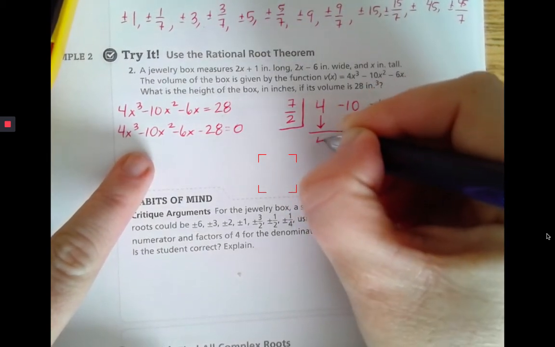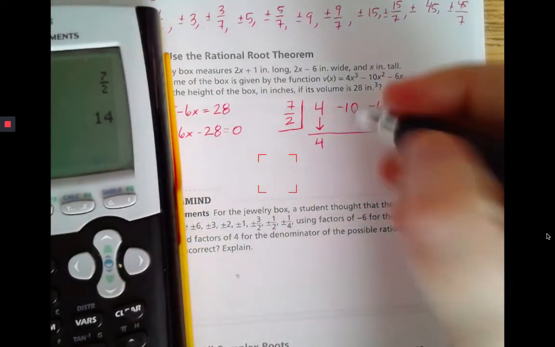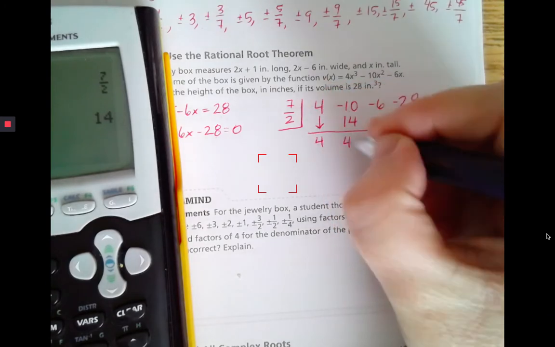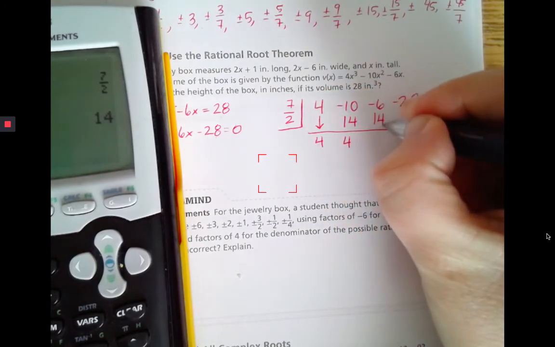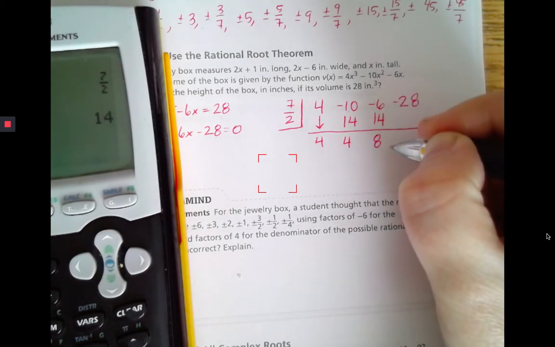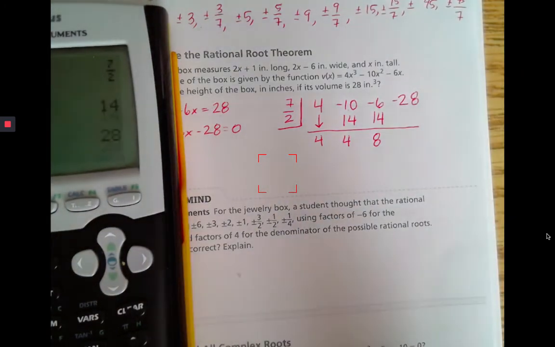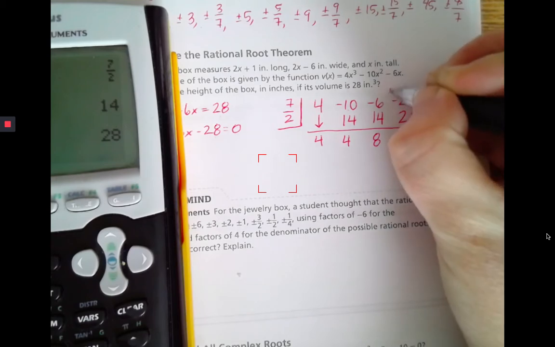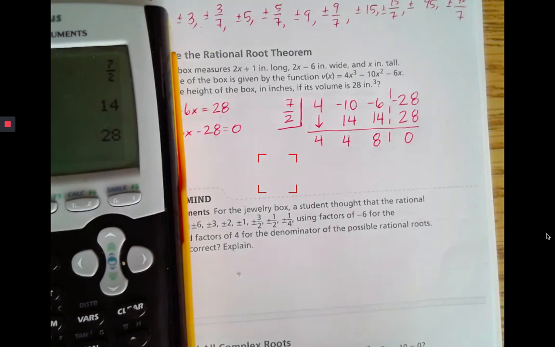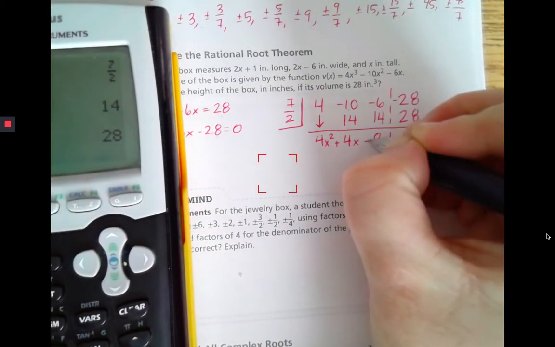Bring down the first number. 7 over 2 times 4 is 14. Negative 10 plus 14 is 4. So again, 7 over 2 times 4 is going to be 14. Negative 6 plus 14 is 8. And then 7 over 2, or 3.5, times 8 is 28. And remember, this last column is always our what? Remainder. What's our remainder here? 0. So this tells me I've got 4x squared plus 4x plus 8, right?